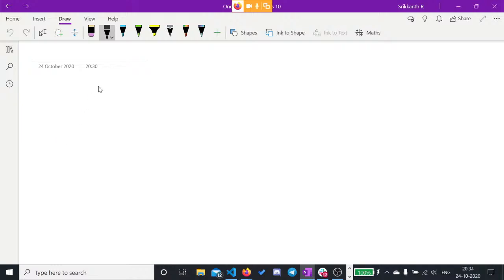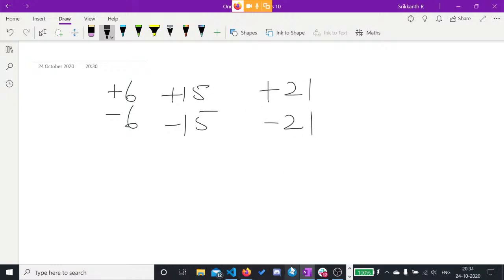Let's say you have a bank account and the only transactions that you can do are either add 6 or subtract 6, add 15, subtract 15, add 21, or subtract 21. So one possibility could be that in one transaction you added 6, then you added 15, then you lost 21, then your net balance would be 0.